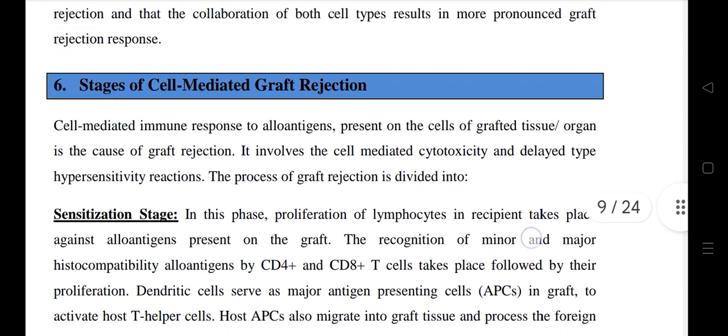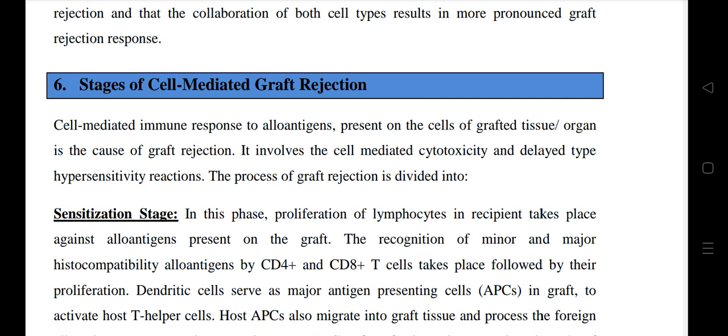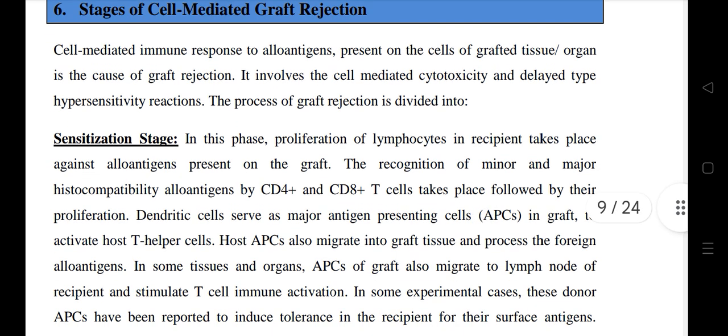Stages of cell-mediated graft rejection. Cell-mediated immune response to alloantigens present on the cells of grafted tissue or organ is the case in graft rejection. It involves cell-mediated cytotoxicity and delayed type hypersensitivity reactions. The process of graft rejection is divided into the sensitization stage. In this phase, proliferation of lymphocytes in the recipient takes place against alloantigens present on the graft. The recognition of minor and major histocompatibility alloantigens by CD4 plus and CD8 plus T cells takes place, followed by their proliferation.